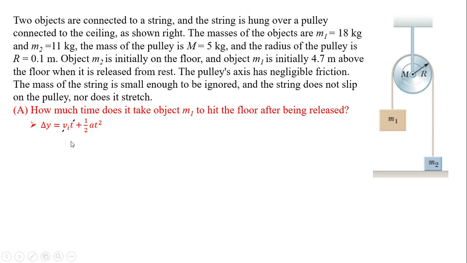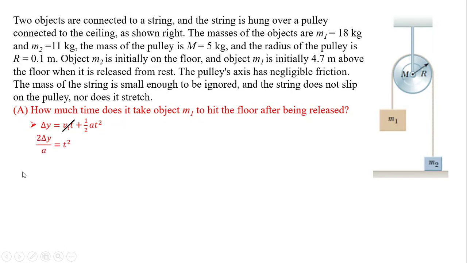I know v_i t is going to cancel out because v_i is 0 since it starts from rest. Then I have just 1/2 a t squared. The question asks for time, so I'm going to keep the t squared term. I don't know what my acceleration is, so hopefully you've done some practice regarding torque, but if you haven't, keep up here. I know delta y, I don't know what a is, and I'm looking for t. So really the only thing I need to find is a.